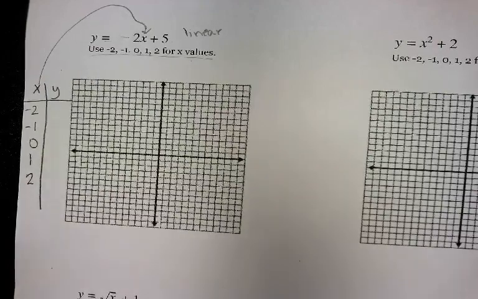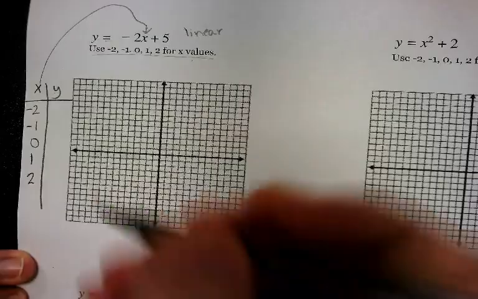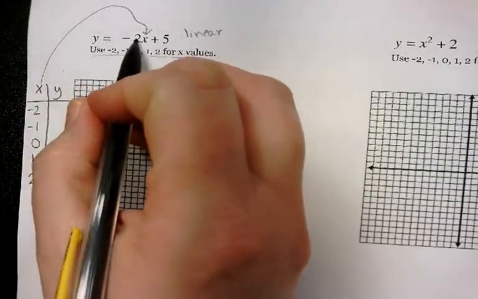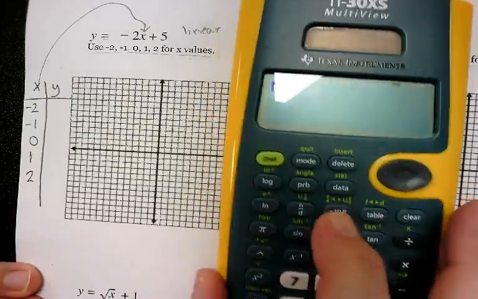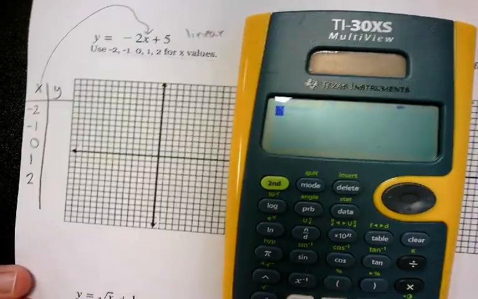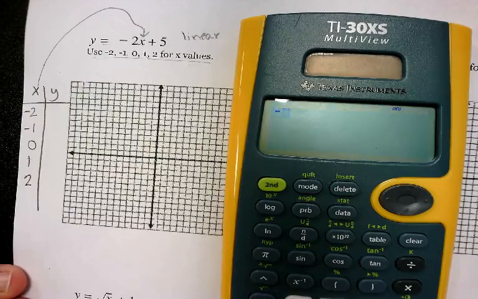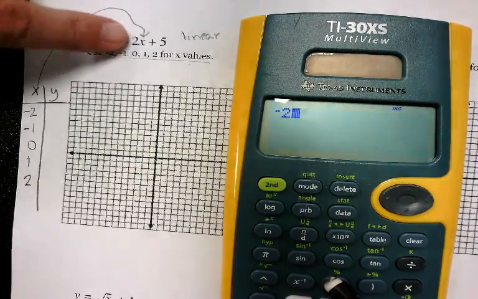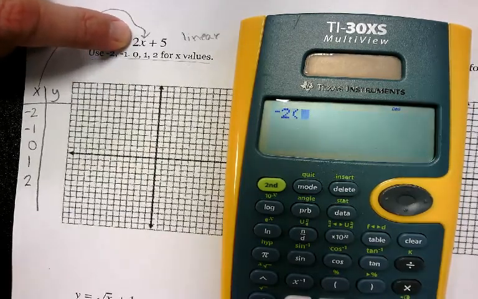So here we go. In place of x, I'm going to put negative 2. If you do not feel comfortable doing this without a calculator, please use the calculator. All right, negative 2. It's beside the x, so I'm going to replace it with negative 2 like this, plus 5.